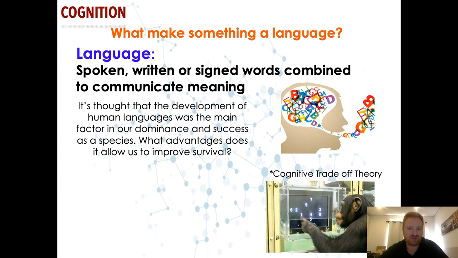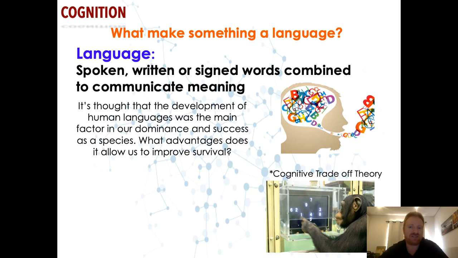So, first of all, regardless of the way that we understand each other, what is it that makes a language in the first place? A language is something spoken, written, or signed that, when combined, the words communicate meaning. So, what makes something a language is that it is spoken, written, or signed words that, when combined, can communicate meaning.